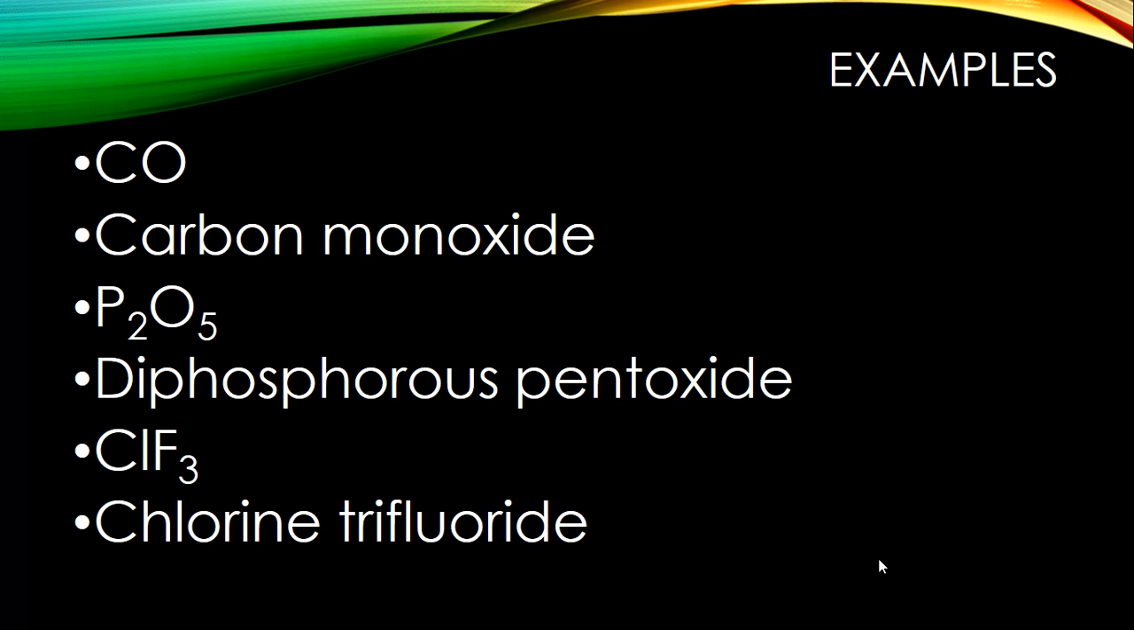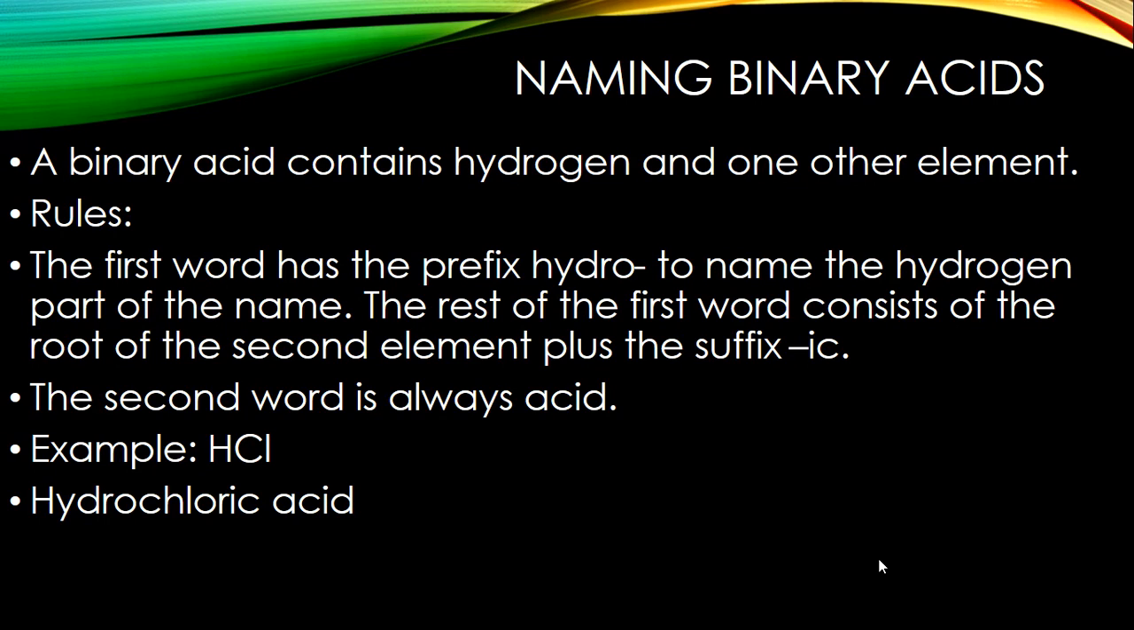All right. We're also going to do a little bit of naming binary acids. So a binary acid is simply an acid that contains hydrogen and one other element. So the rules are really simple. It's always going to be a 2-word name. The first word has the prefix hydro, and that names the hydrogen part of it. The rest of that first word consists of the root of the second element plus the suffix ic. And then the second word is always acid. So it's hydro something ic acid.